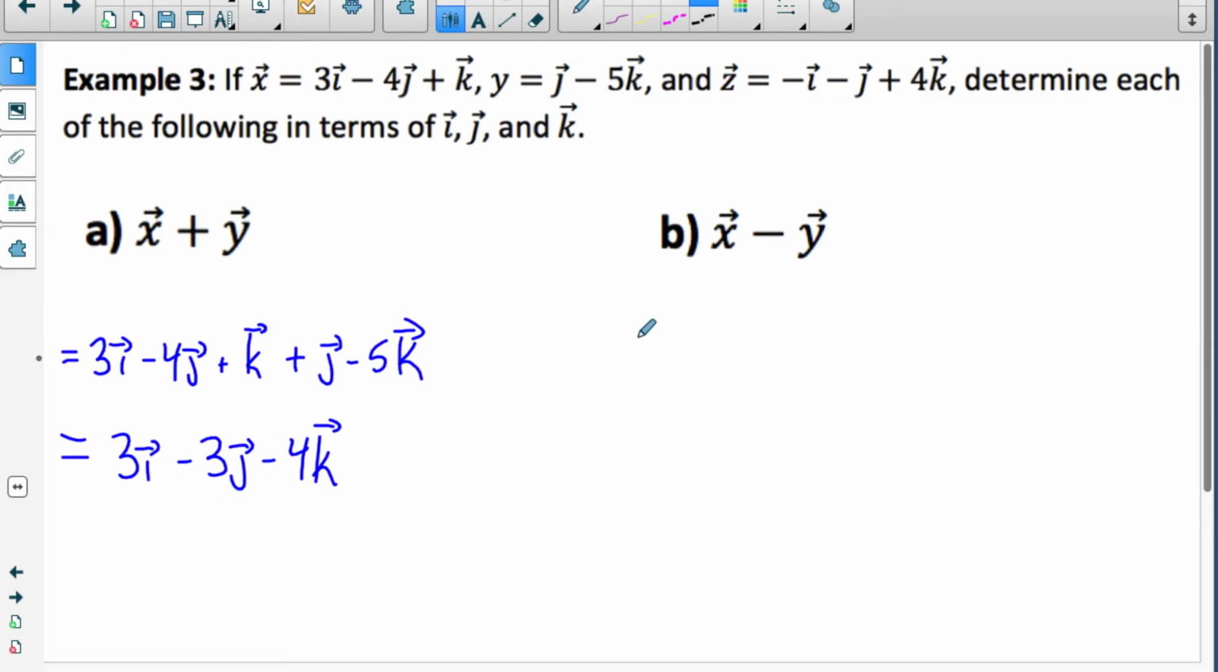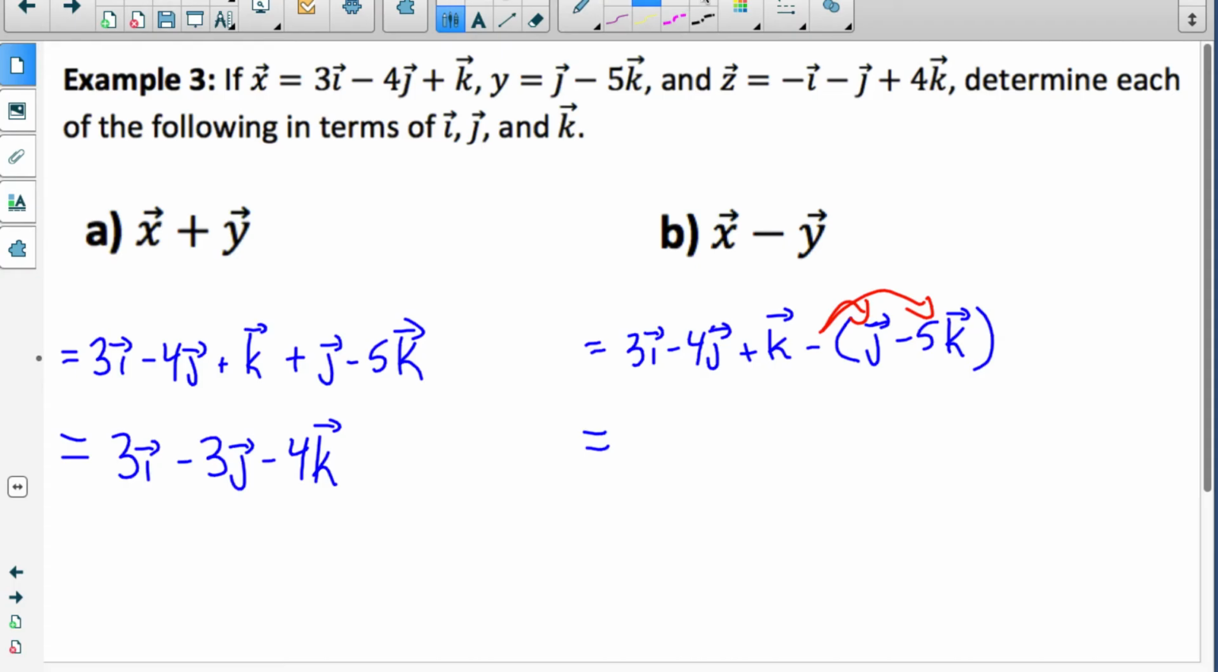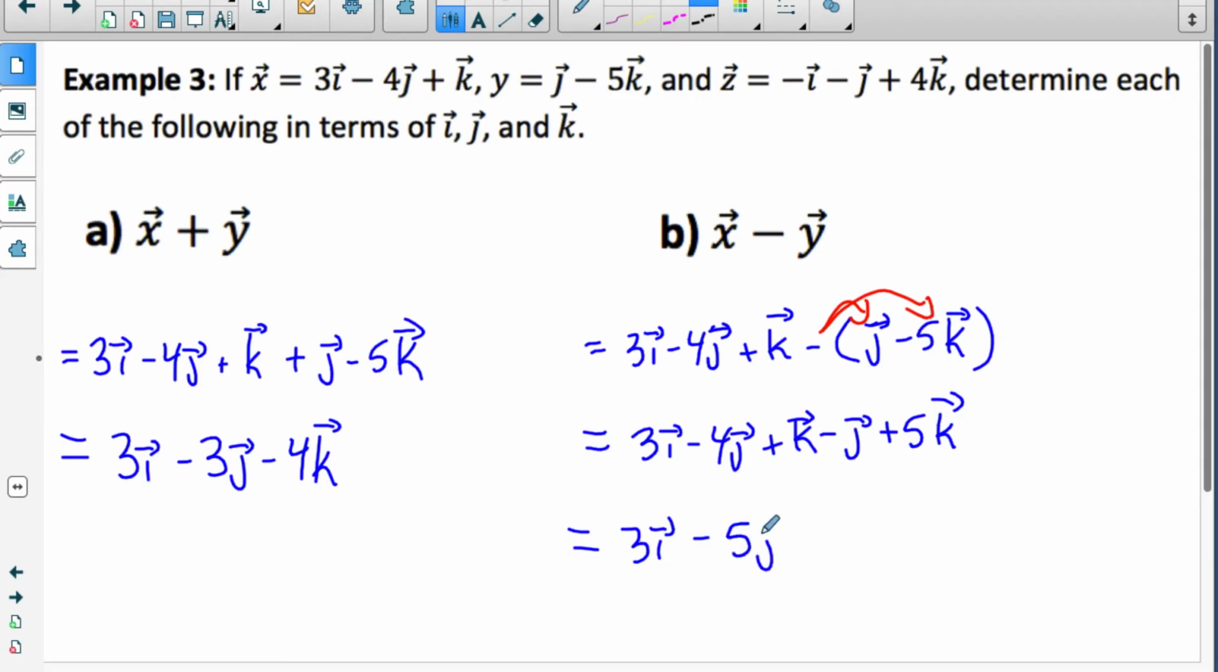Let's try part B. So let's start by replacing vector x with what it says it's equal to. And then I replaced vector y with what it says it's equal to, and now I can use my distributive property to know I have to subtract both of those vectors, and then I'll collect my like vectors. So I have no like vectors with vector i, but I have -4 vector j minus 1 vector j, that's -5 vector j, and 1 vector k plus 5 vector k, that's 6 vector k.